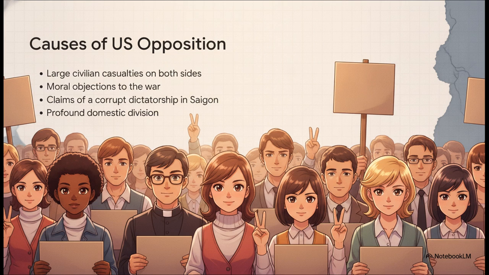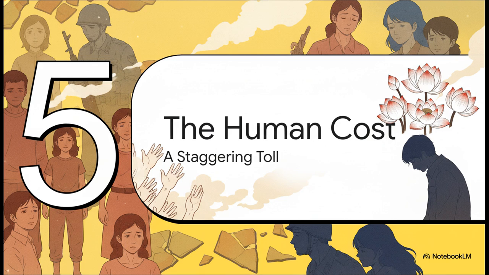Many raised serious moral objections, arguing that the U.S. was essentially propping up a corrupt and oppressive dictatorship in Saigon. So this really wasn't just a military struggle happening overseas. It fractured the very fabric of American society, causing profound domestic political divisions that played out in huge protests across the nation.